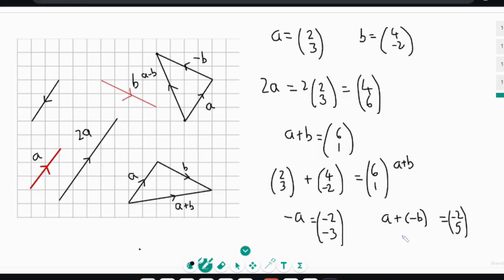And if we just have a look here, if we did A minus B, so the vector (2, 3), add negative B is the same as subtracting B. 2 take away 4 is negative 2. 3 minus minus 2 is 5.